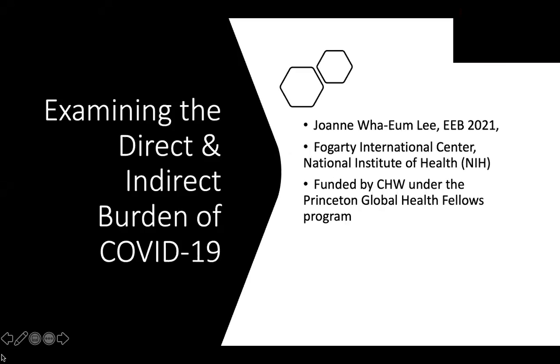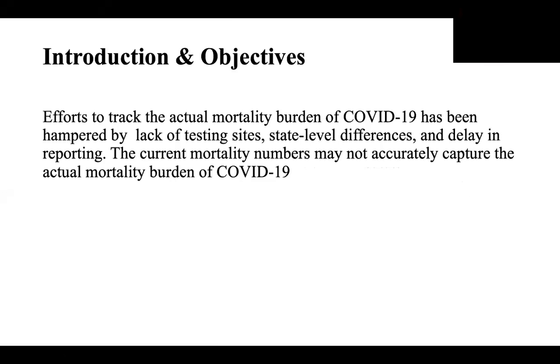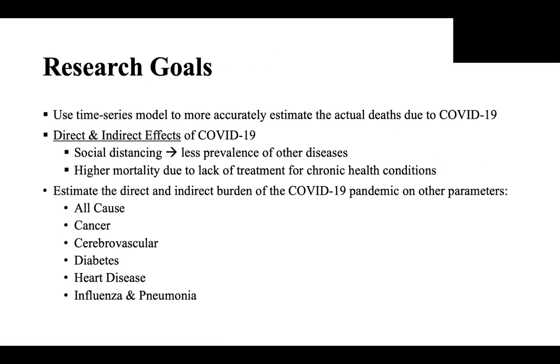For my summer thesis, I examined the direct and indirect burden of COVID-19. To start off with a brief introduction, there have been efforts to track the actual mortality burden of COVID-19, because there is general consensus that the reported numbers may not accurately capture it. This is due to a variety of causes, including lack of testing sites, state-level differences, and delay in reporting the deaths.